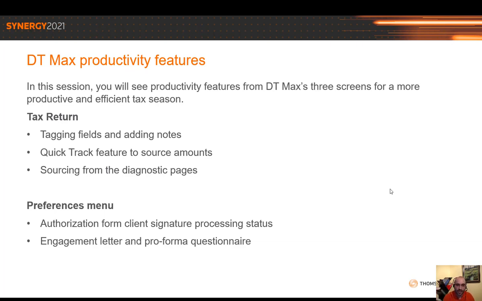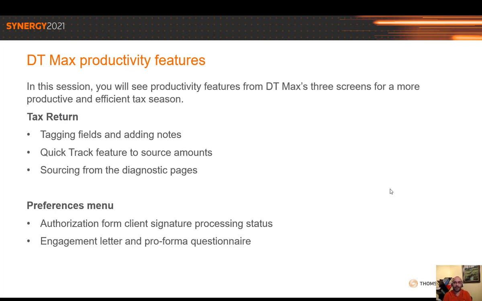We're going to look at a quick track as well, where we could source amounts that have been calculated on the return. And we're going to look at sourcing from the diagnostics pages. This is, again, a newer feature of the program where we could actually source directly from the diagnostics pages, like the optimization report, like the error prevention report. We're going to see that as well.